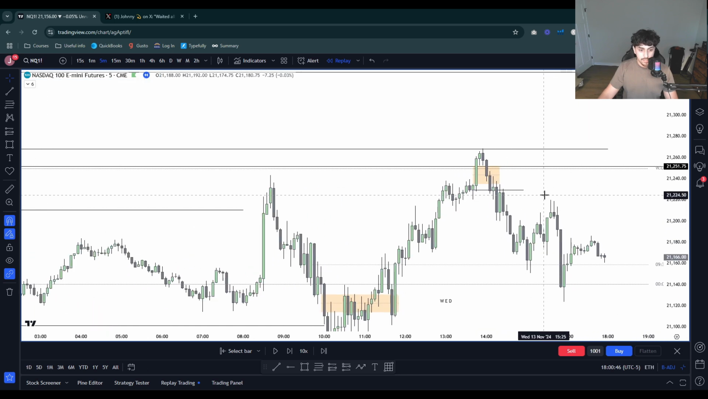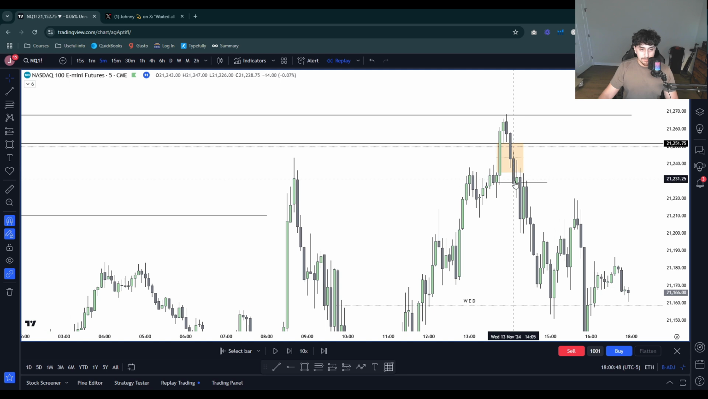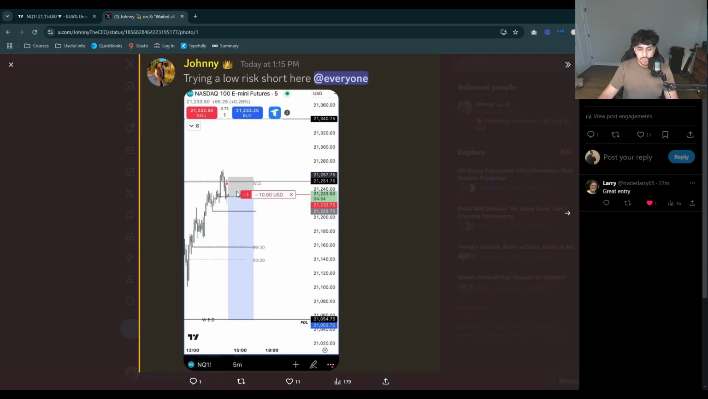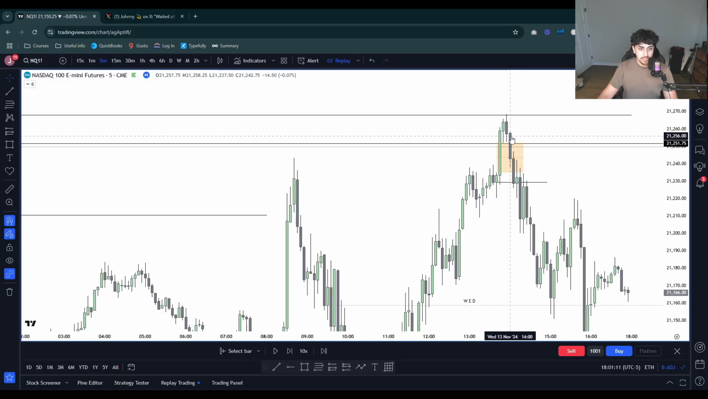the last macro. But you can see here, as soon as we get a body closure below the opening price of this first candle, I don't need a market structure shift. A market structure shift is different. I just need a closure below the opening price of this first up close candle. So as soon as we get that, that's when I ended up alerting this trade here. Okay, I said triangle low risk short here, and I put it above the opening price of 2 p.m., right?